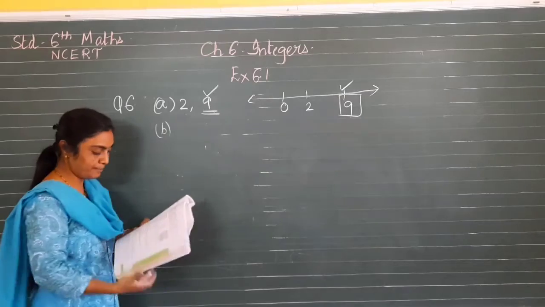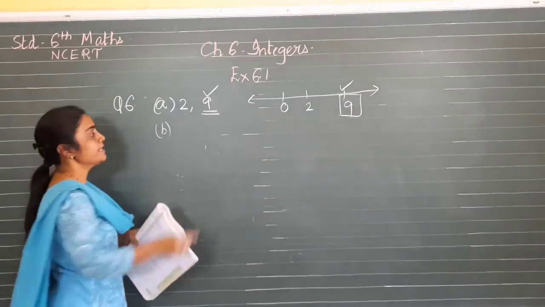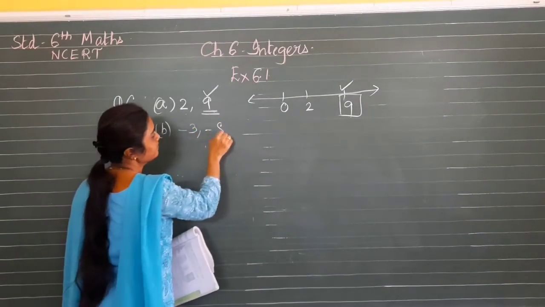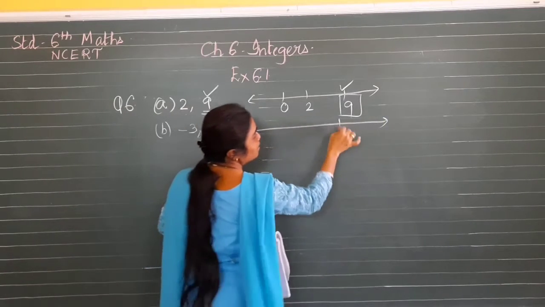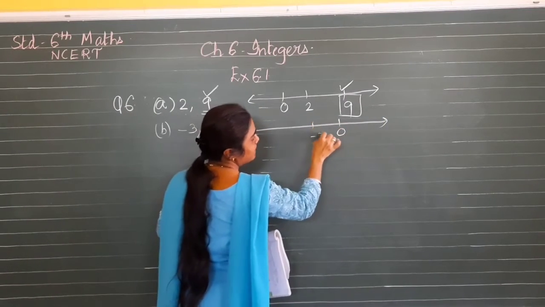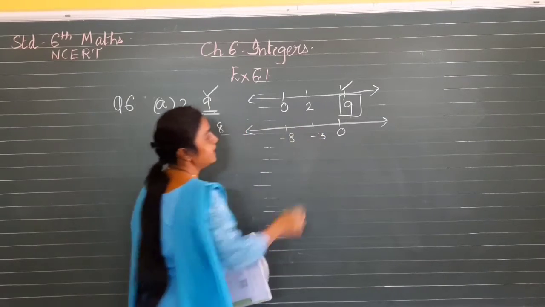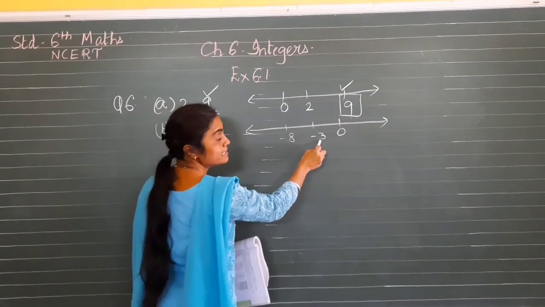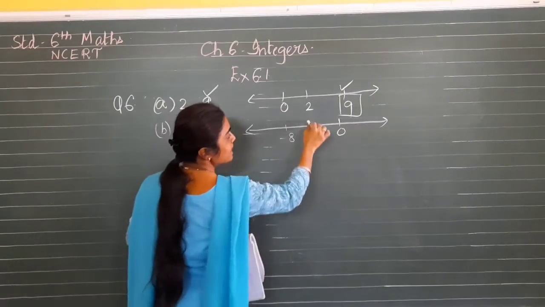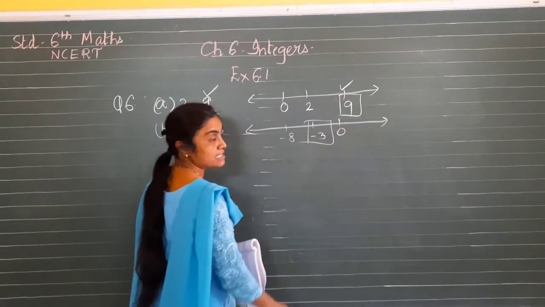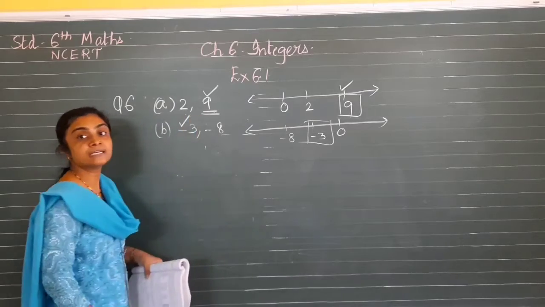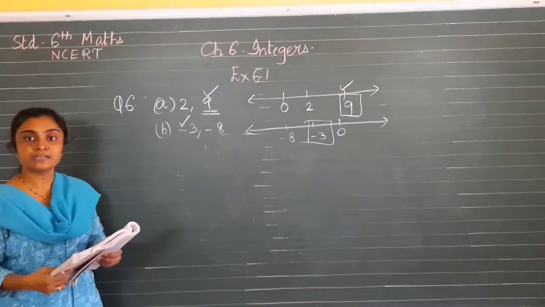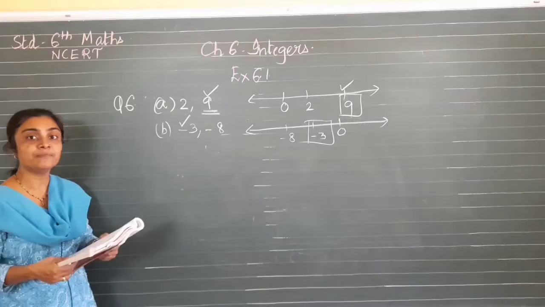Let us see B. Minus 3 and minus 8. Now both are negative integers, so they will go to the left side. Here is minus 8 and here is minus 3. On my right side it is minus 3, which is to the right of minus 8. So the answer is minus 3. The rest of the numbers you can do using the same logic.